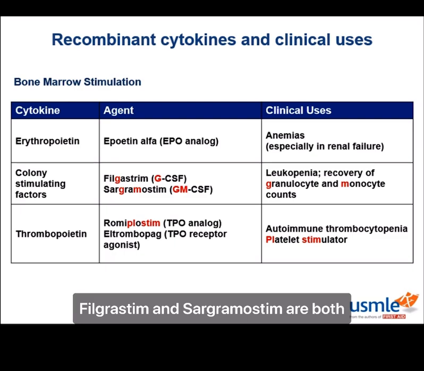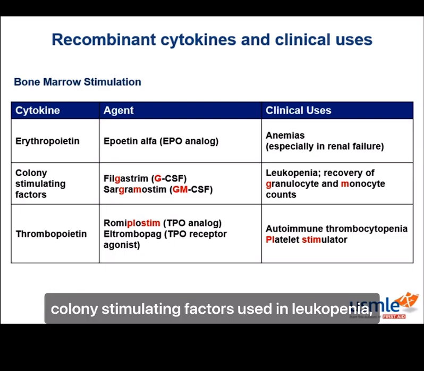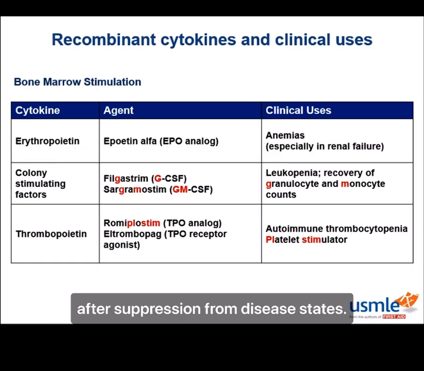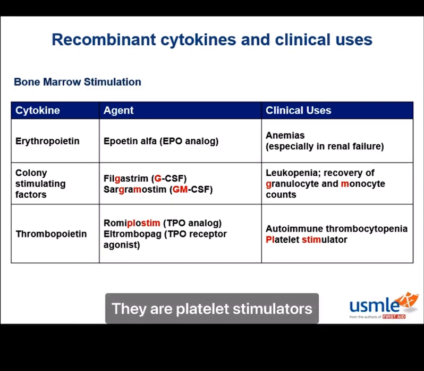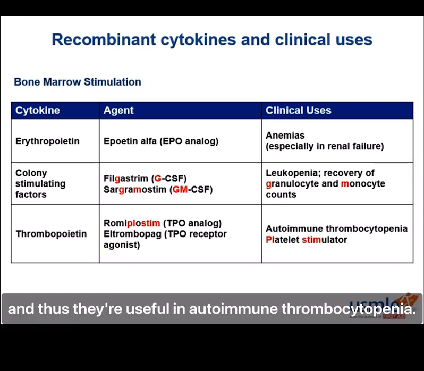Filgrastim and sargramostim are both colony-stimulating factors used in leukopenia, especially for the recovery of bone marrow after suppression from disease states. Romiplostim is a thrombopoietin analog, and eltrombopag is a thrombopoietin receptor agonist. They are platelet stimulators, and thus they're useful in autoimmune thrombocytopenia.